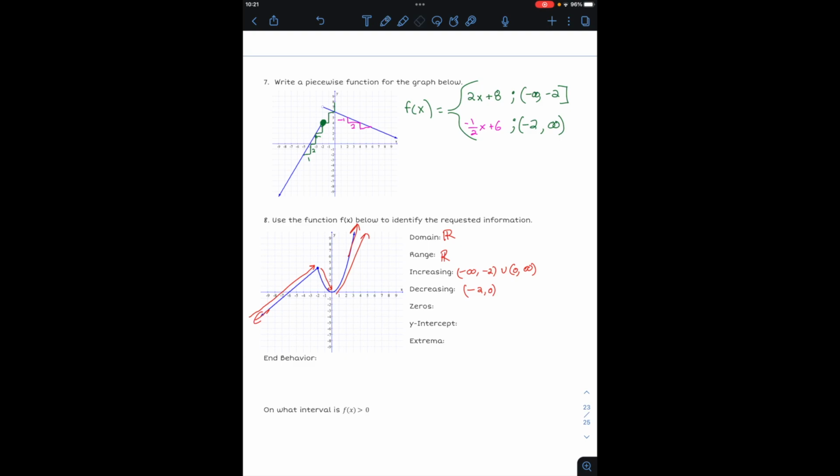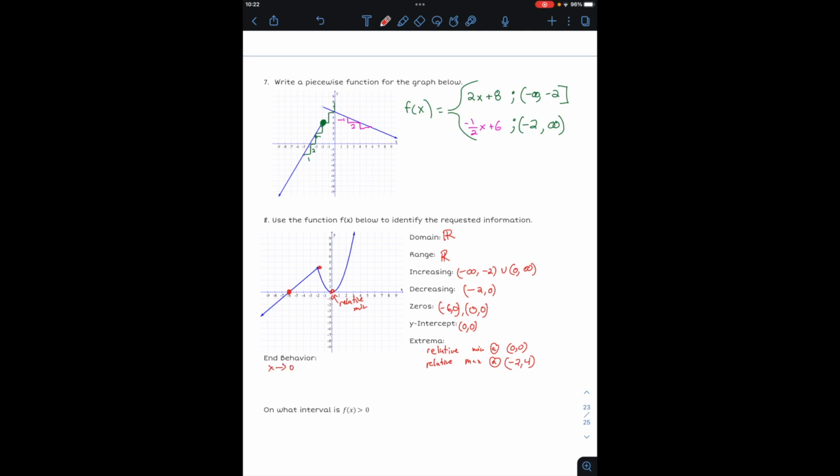Our zeros, we have an x-intercept. Remember, zeros just means x-intercepts. We have -6, 0, and 0, 0. So I'll put those down. Y-intercept is at 0, 0. Extrema, we definitely have a relative min here. So we have a relative min at 0, 0. This is also a little relative max here. So we have a relative max at -2, 4.